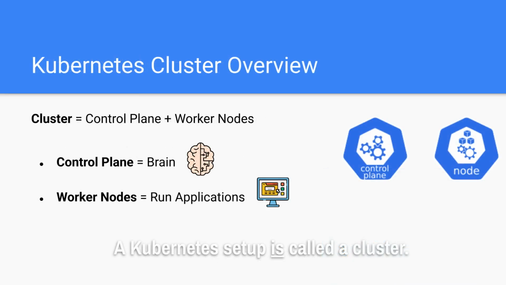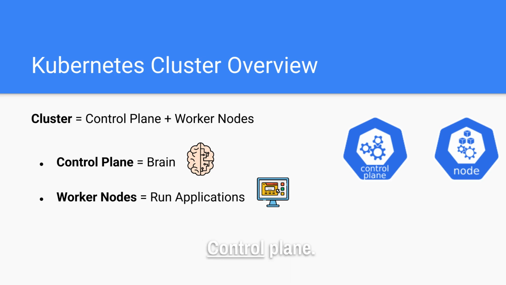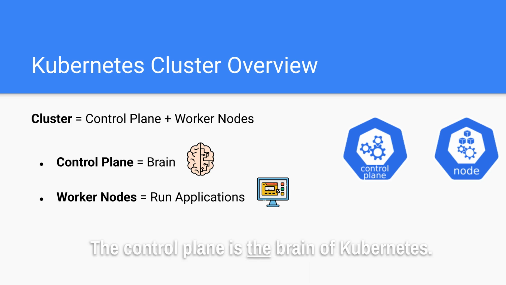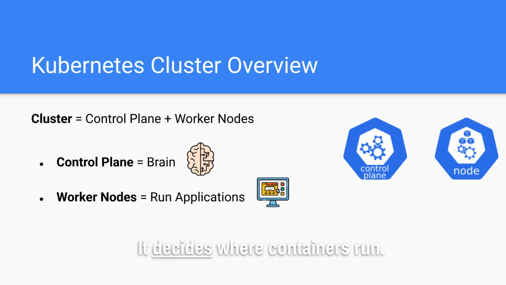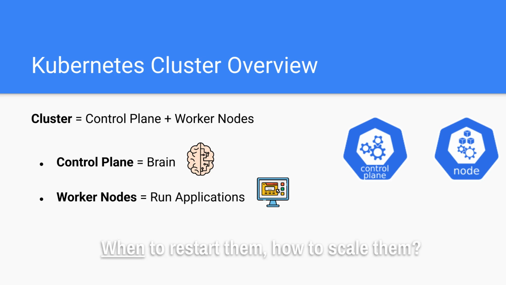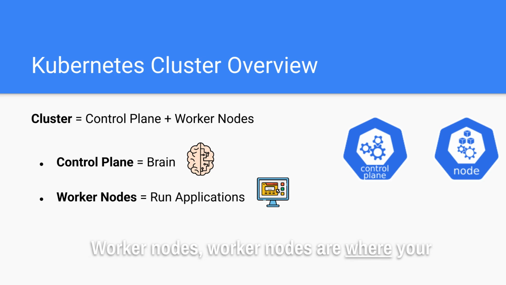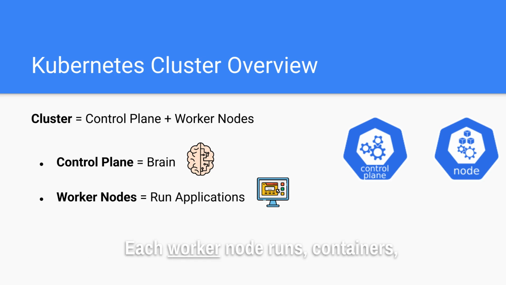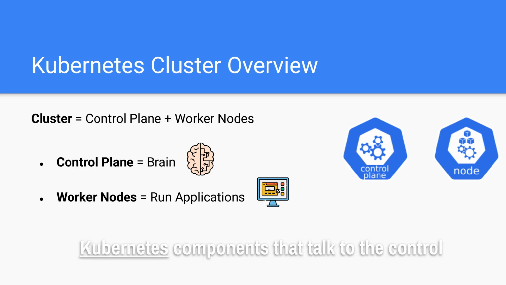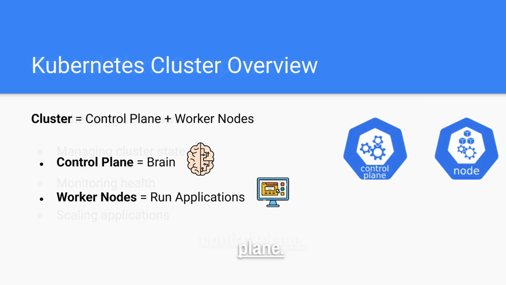A Kubernetes setup is called a cluster. A cluster has two main parts: the control plane and worker nodes. Control plane. The control plane is the brain of Kubernetes. It decides where containers run, when to restart them, and how to scale them. Worker nodes. Worker nodes are where your applications actually run. Each worker node runs containers and Kubernetes components that talk to the control plane.